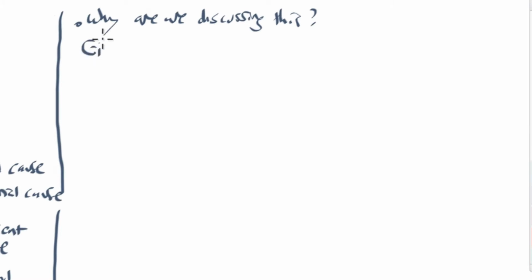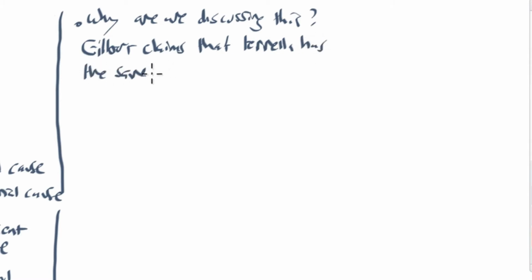So Gilbert claims that a terrestrial, a spherical lodestone, has the same form, or formal cause, as the Earth. And this really, like I said, is ancient Aristotelian and medieval terminology. So let's think about this a little bit more.